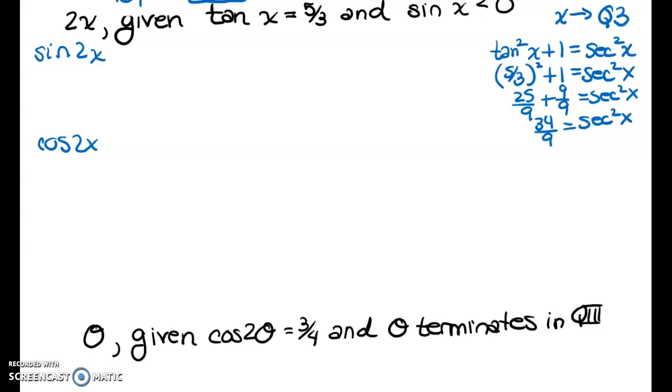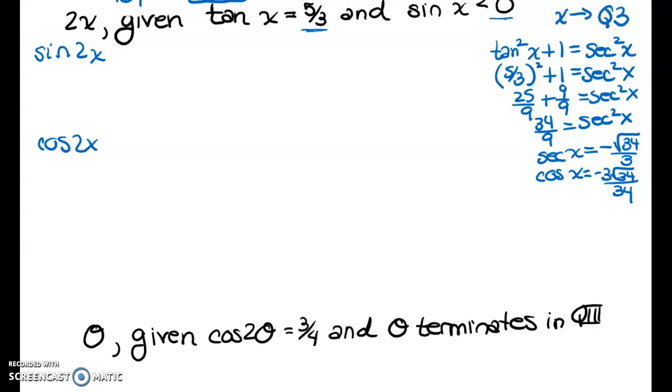Secant is related to cosine. I know I'm in Q3, because tangent is positive and sine is negative. So cosine is going to be negative here. When I take the square root, I am going to take the negative square root. So secant of x equals negative radical 34 over 3. That means cosine of x equals negative 3 radical 34 over 34.